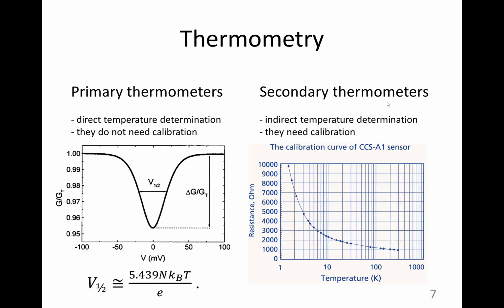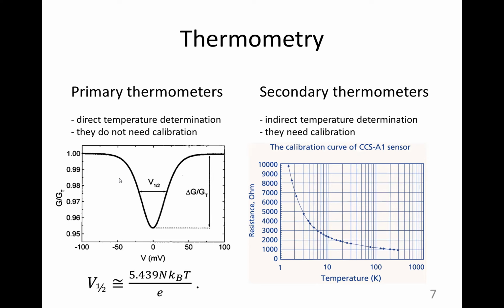To introduce the notion of thermometry, thermometers are mainly divided into two kinds. We have direct temperature determination, which is the foundation of primary thermometers, and most thermometers that are actually in use are based on indirect temperature determination. In primary thermometers, we are kind of lucky because the physics itself gives us the temperature in a very simple way.